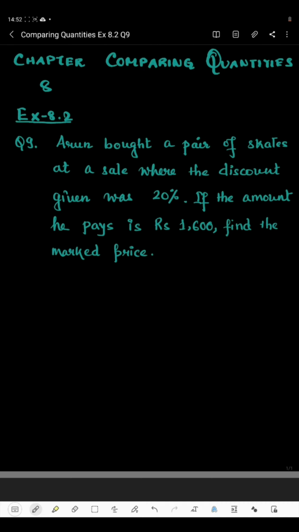Now coming to question number 9. Question number 9 says Arun bought a pair of skates at a sale where the discount given was 20%. If the amount he pays is rupees 1600, find the mark price. So what do you mean by mark price? Mark price means the price which is printed on the price tag. So after a 20% discount he paid rupees 1600. So rupees 1600 is the amount which he paid after discount, and we will have to find the original price, meaning the price before discount.